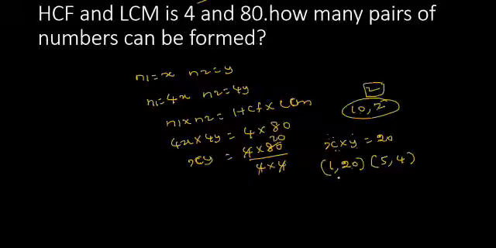So there are only two pairs here. One is 1, 20 and the other is 5, 4. The number of pairs is 2 pairs. Okay, I cannot take the other as a pair because those two numbers are not co-prime.